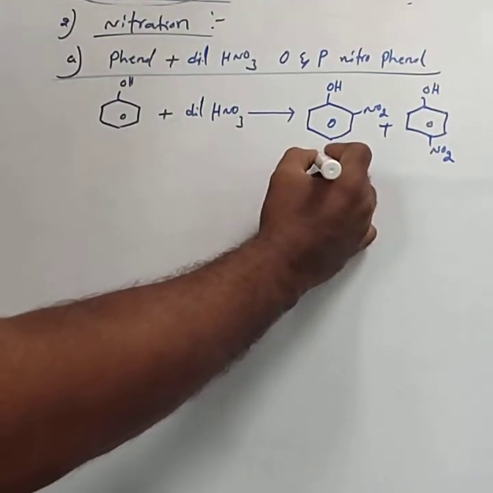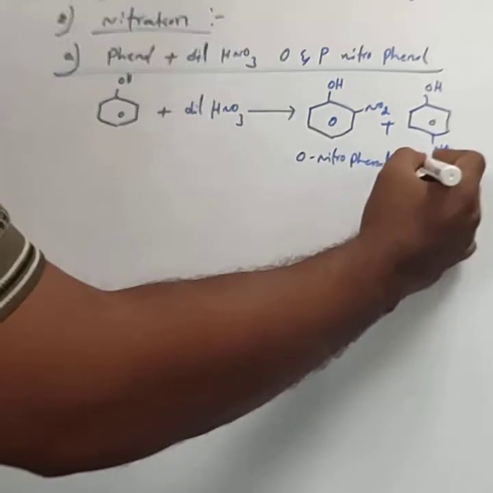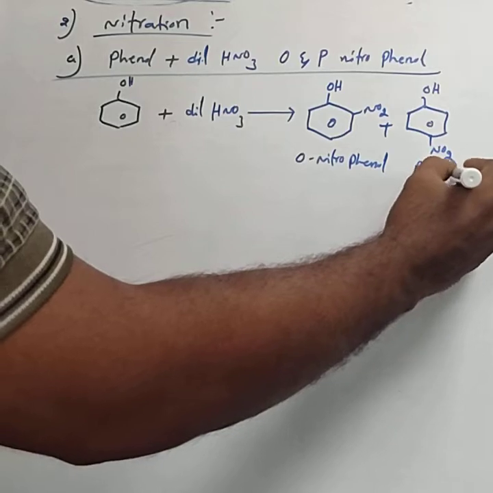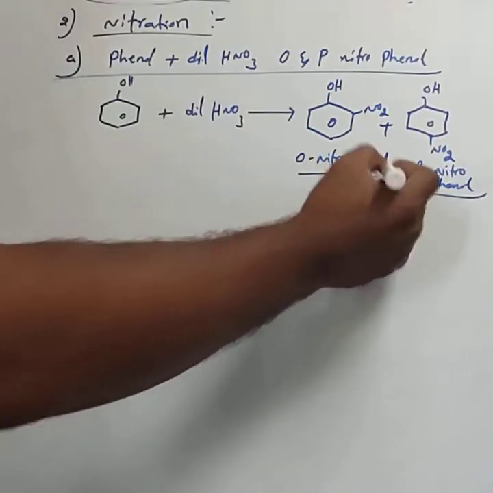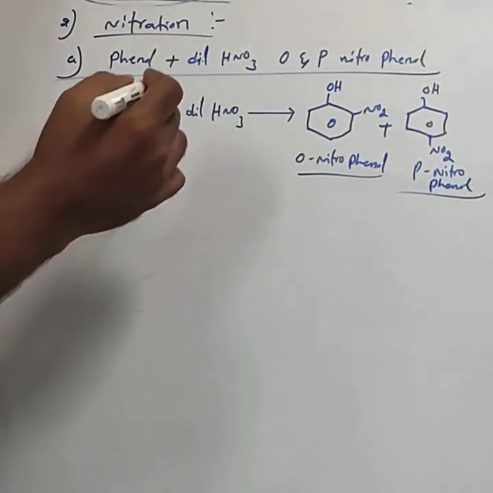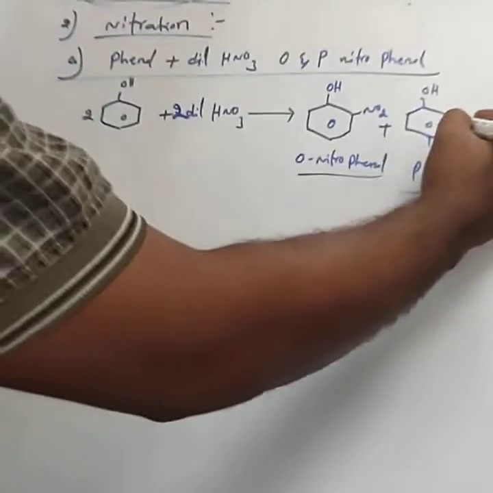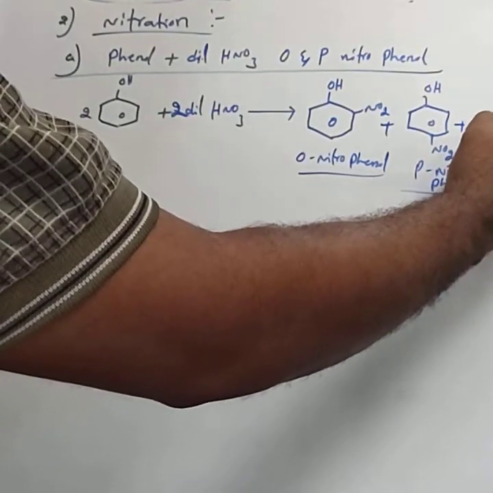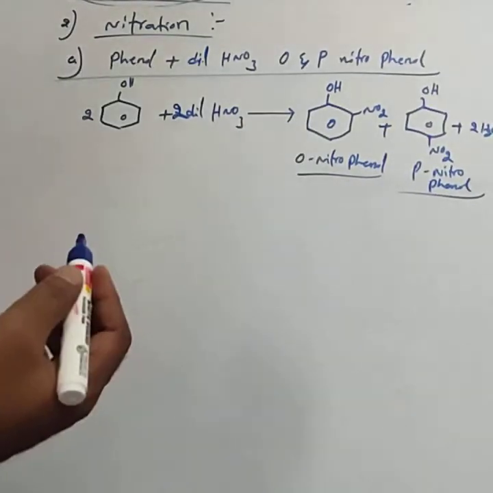OH at para position, 1 more NO2. This is ortho nitrophenol, para nitrophenol. Ortho and para nitrophenol. To balance, 2 OH, then 2 HNO3, 2 H2O. This is the reaction.